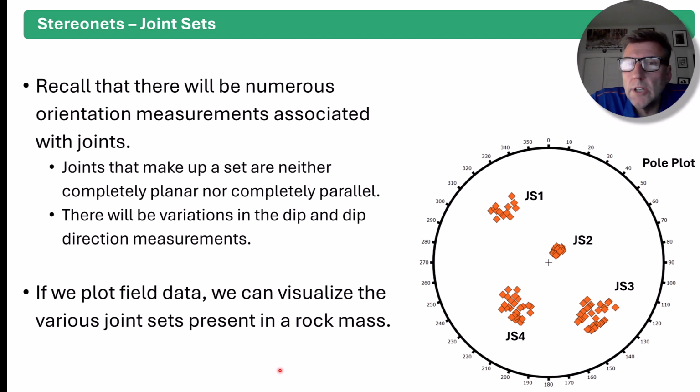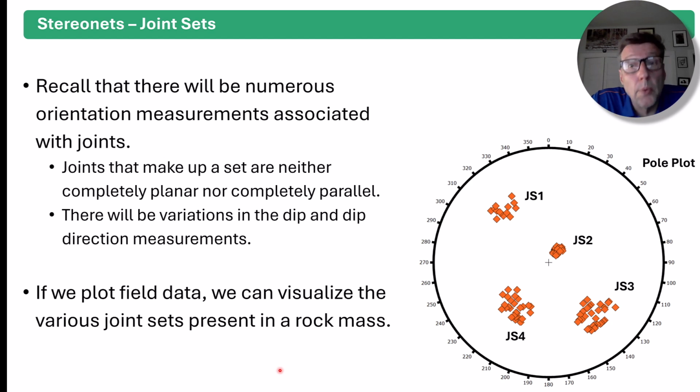Rather than plotting a large number of lines on our stereo net, it's very convenient for us to plot poles to the plane, which are points, rather than the planes themselves, which will be lines. If we plot all of our lines, the stereo net's going to get very messy. Now, recall that joints occur in sets. And when we're in the field, either flying our drone or making physical measurements, hopefully we're doing both, okay, we're going to make numerous measurements, okay? And what we want to do is to be able to plot all of that data on our stereo nets.